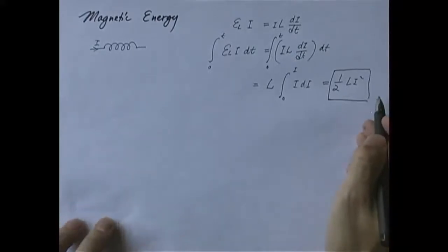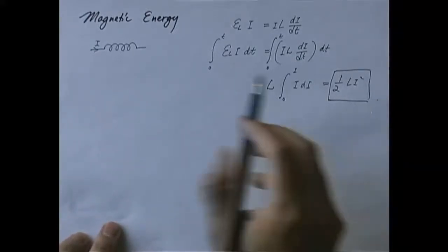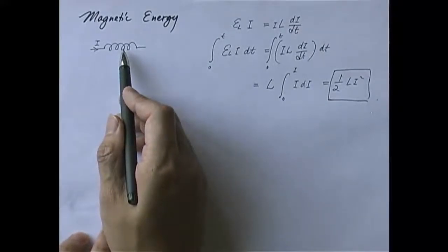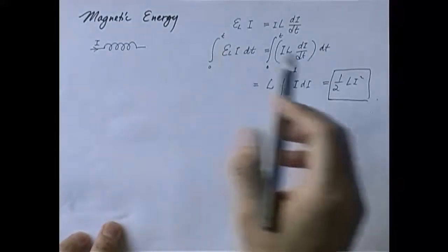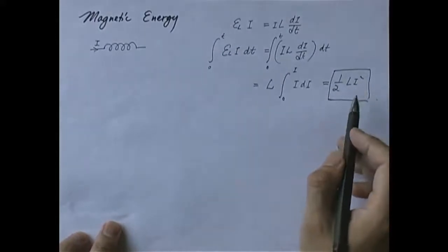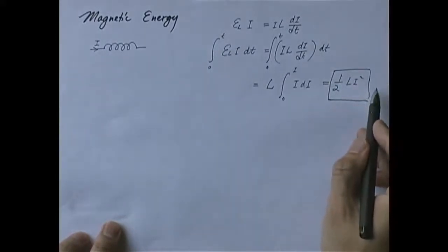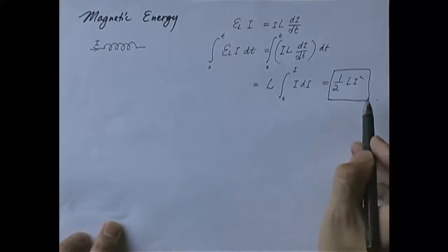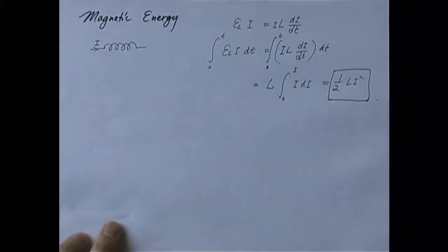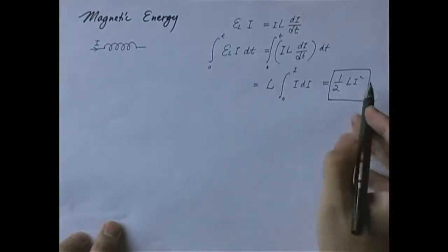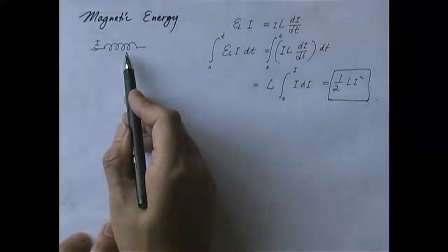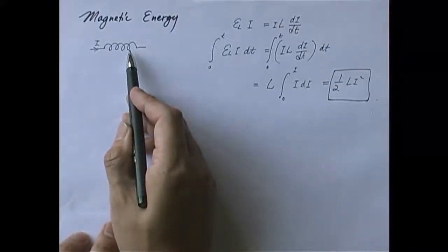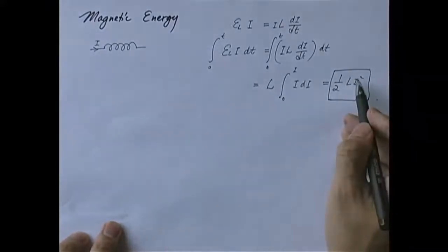So that tells us that in order to establish a current in an inductor, from 0 current to a final value current I, I have to overcome this much energy. In other words, I have to do this much work. I have to feed this much energy into the inductor to establish such a current. And this current, of course, will produce a magnetic field, and that magnetic field has energy. How much energy does it have? This much energy.